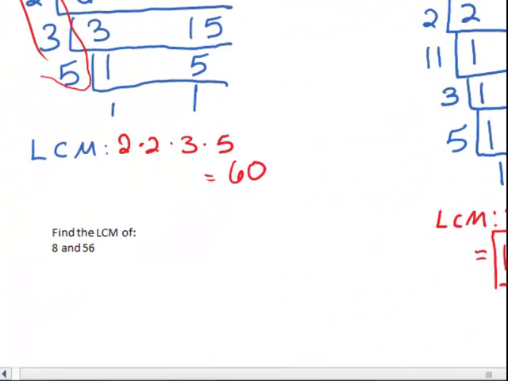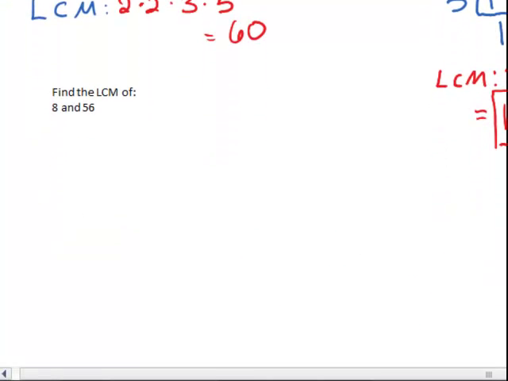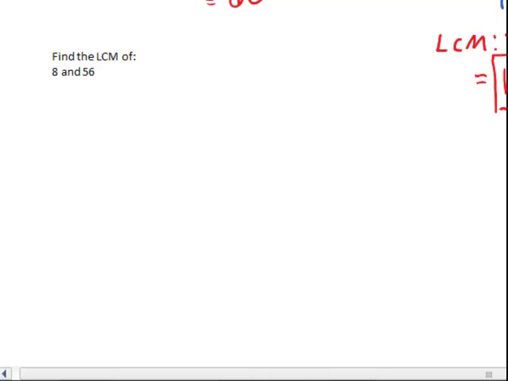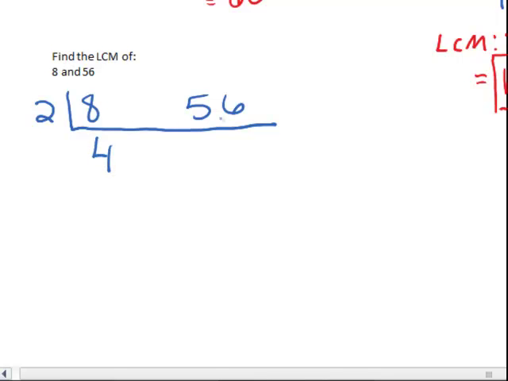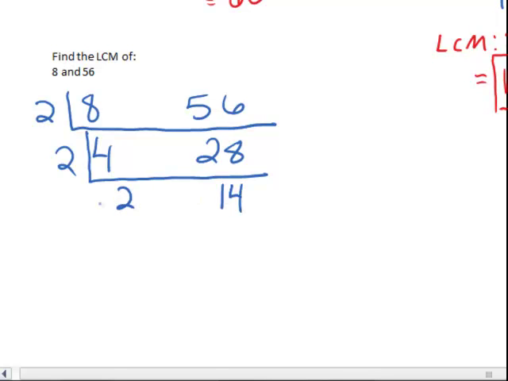Okay, now let's do our third example. We're going to find the least common multiple of 8 and 56. Now, some of you probably already know the answer, but we're going to go through with this method anyway. Looking at 8 and 56, we need a prime number that goes into at least 1. So I'm going to pick 2. 2 goes into 8 4 times, and 2 goes into 56 28 times. Now I'm looking at 4 and 28. 2 will go into 4 twice. 2 goes into 28 14 times.